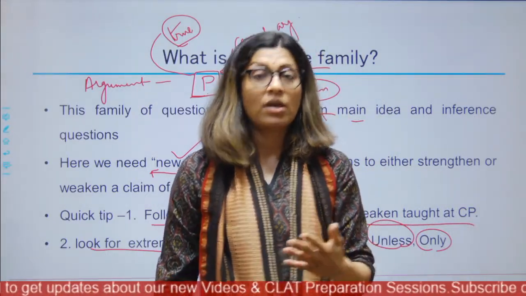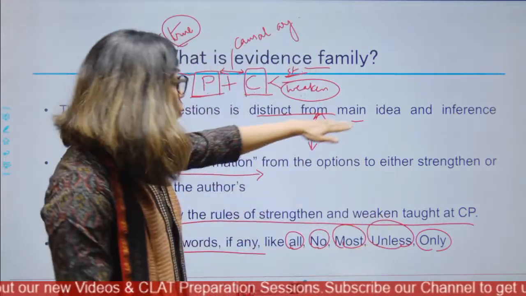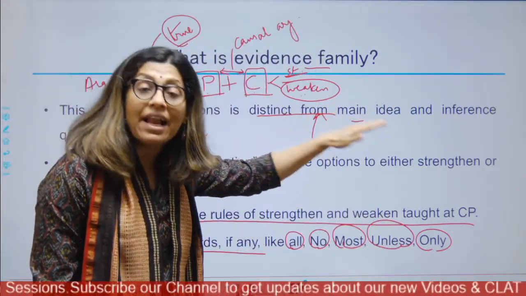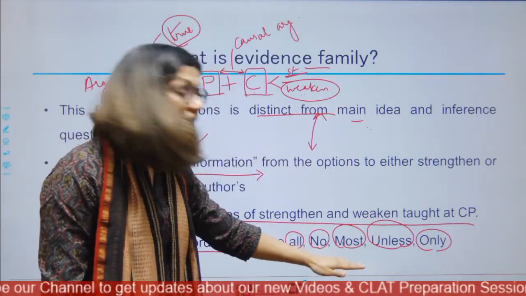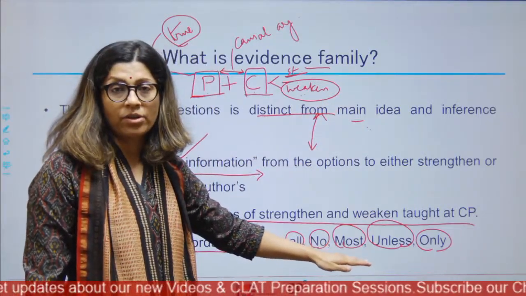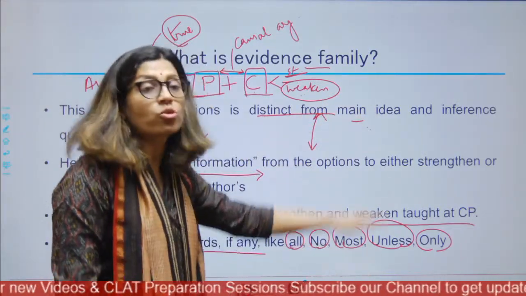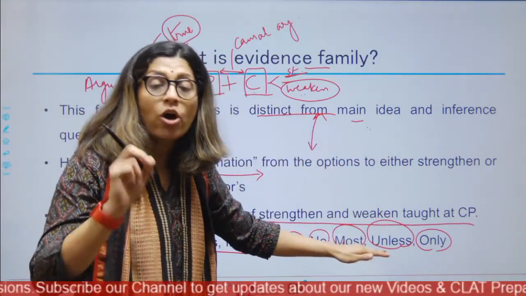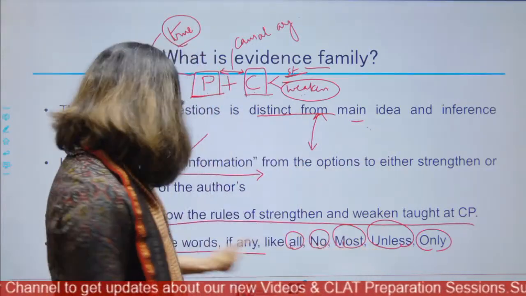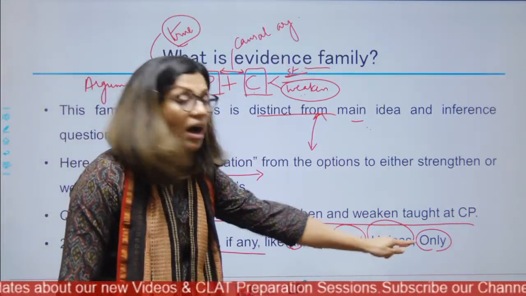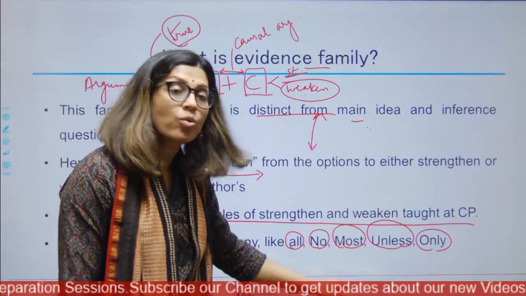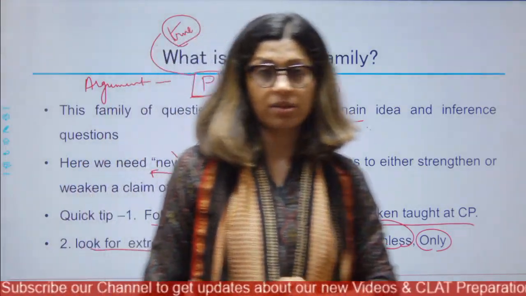weaken answers. Now remember, when you do the main idea class, in main idea, I tell you to eliminate options that contain these words. So just notice how different these two question types are, and that is why I'm stressing on knowing your question type well. So in strengthen weaken, these words will be present in the answer. But in main idea, these words will not be present in the answer.